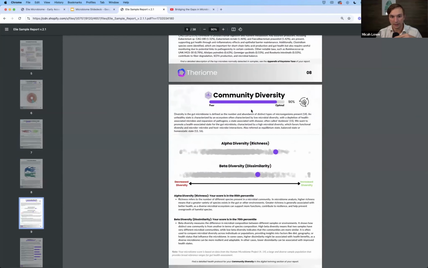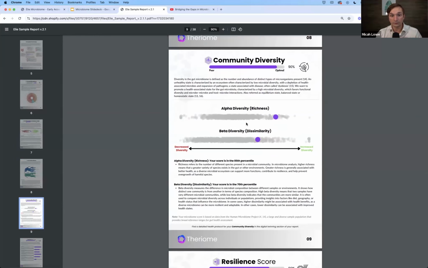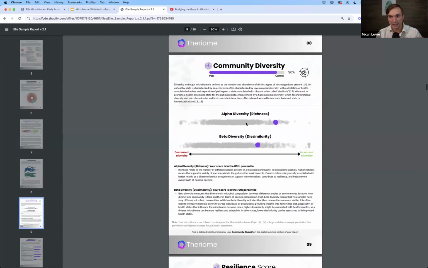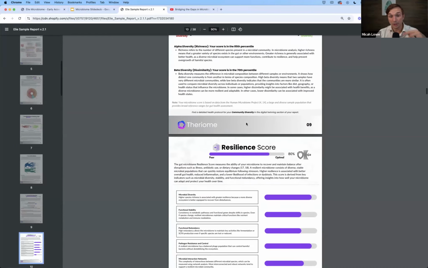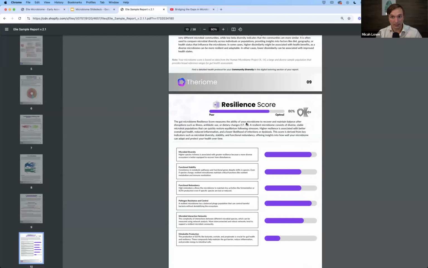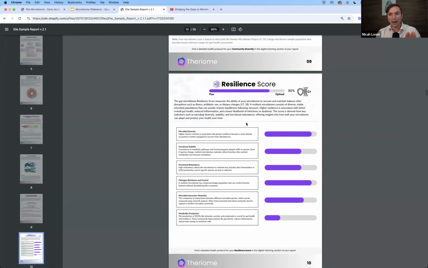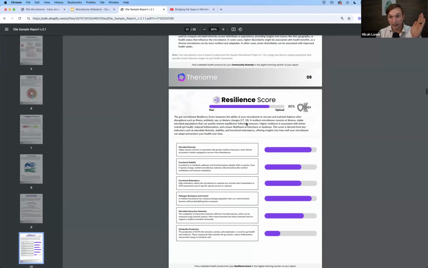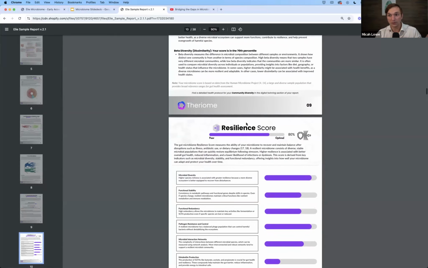And then from there, I'm trying to understand how diverse their microbiome is, because that tells me how well they can take an insult. That also indicates how well they're going to adapt to treatments that I give this person. Then I'm going to go to resilience. What this tells me about this person is how well they're going to move, change and shift their microbiome.